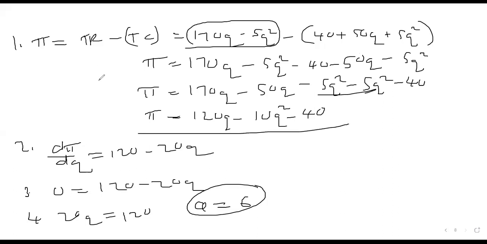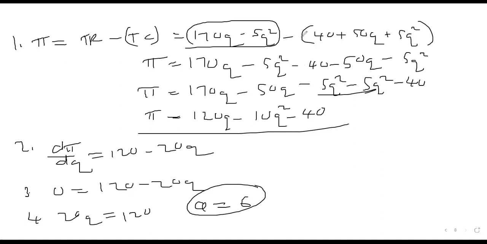So step 1, we have found the function. Step 2, we differentiate profit over the Q. We have 120Q becomes 120. 10Q squared becomes 20Q. The 40 drops out. Step 3, equate to 0. The 20Q comes to this side. We divide both sides by 20. So our Q becomes what? 6. So this is how we maximize, or find the output that maximizes profit.